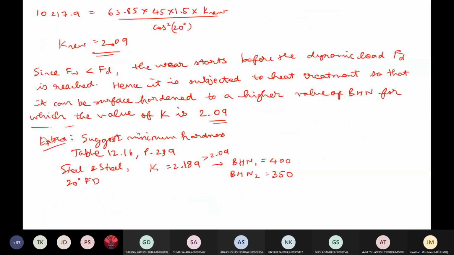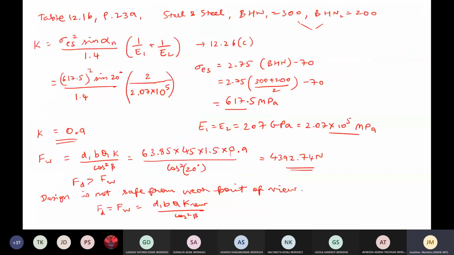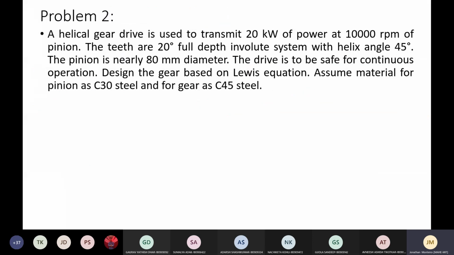Regarding all the steps, I think it is very clear, because since we have already done it for the spur gear, these things are just a repetition of that. So let us go to one more type of problem. You can take down the statement.